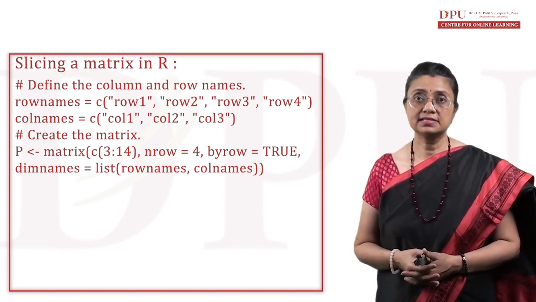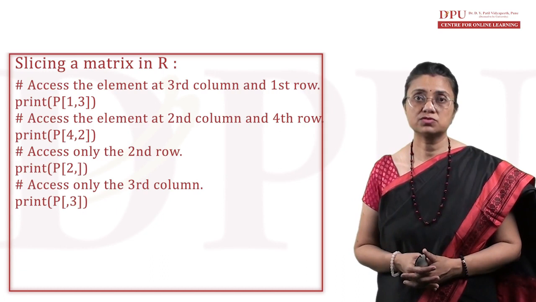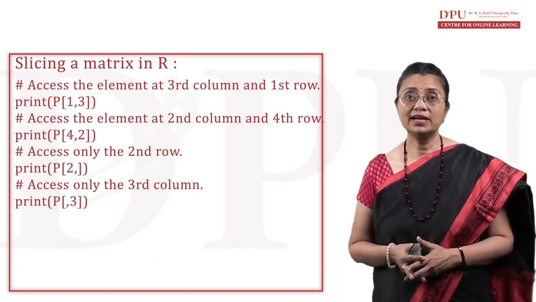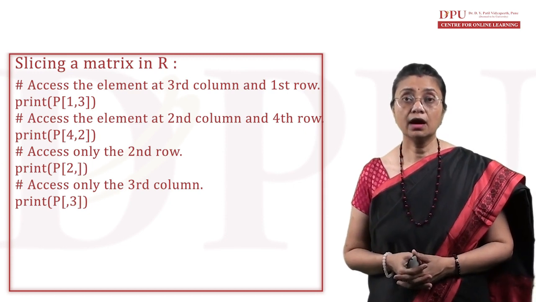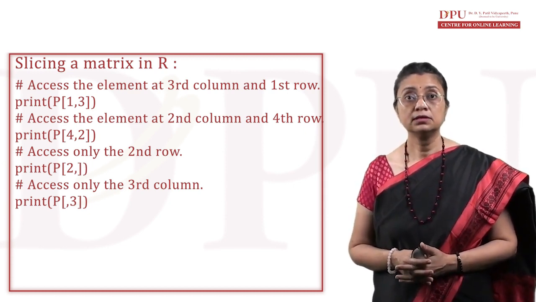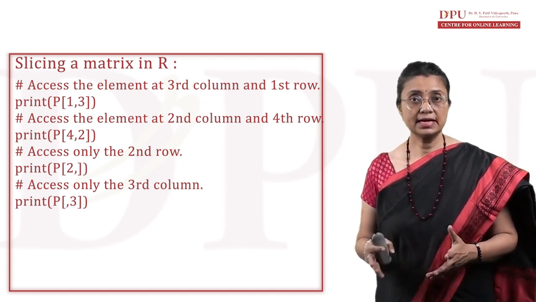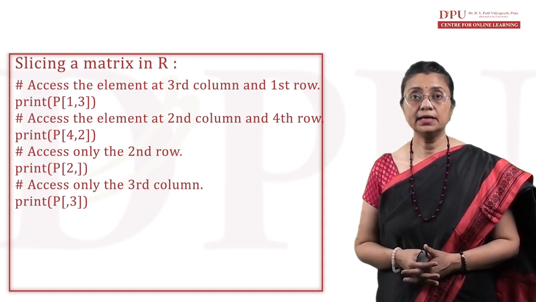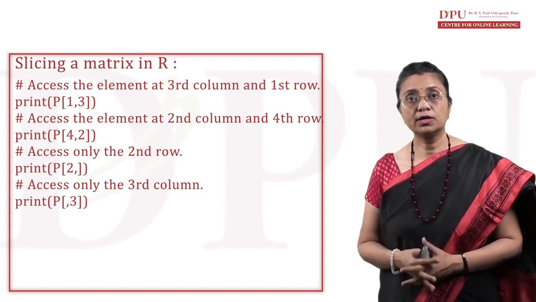Now we start accessing the elements of the third column and first row. What we are doing over here is slicing. We are finding a particular slice, and we have taken the value from the location first row and third column. Likewise, X is the element at the second column and fourth row. So we are printing P square brackets 4, 2.